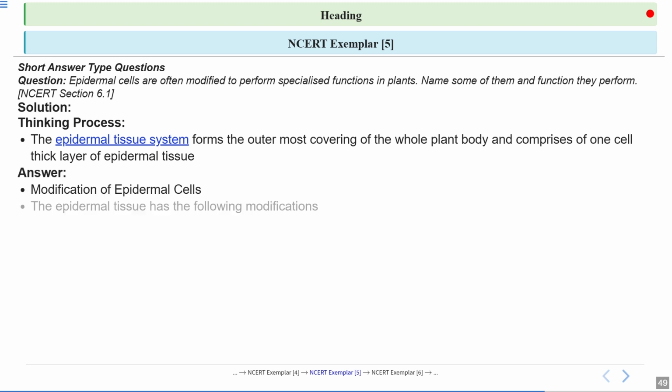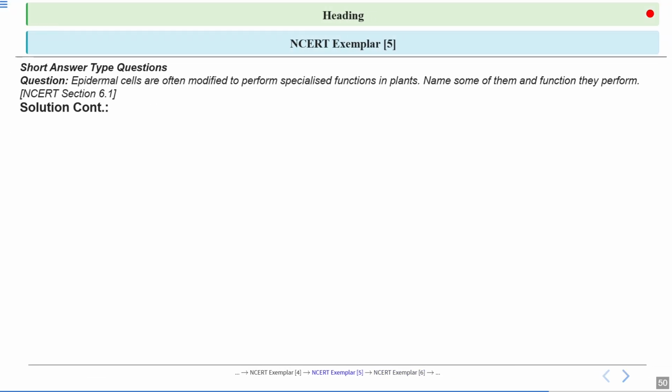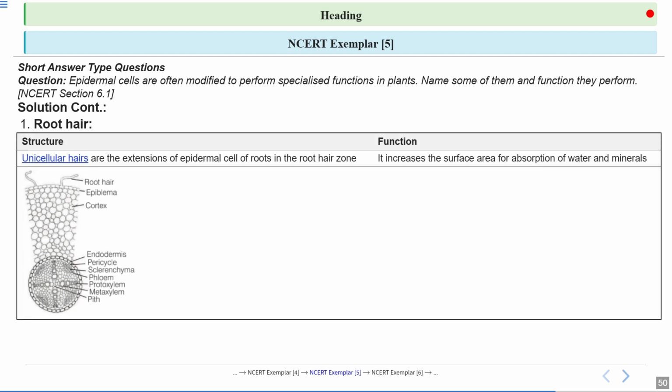Modification of epidermal cells. The epidermal tissue has the following modification. Root hairs. In the case of roots, unicellular hairs are the extension of the epidermal cells of the roots in the root hair zone. And what is the function of the root hair? It increases the surface area and that helps in the absorption of water and minerals, right? So if you see the roots, you can see a lot of hairs coming out from these epiblema cells or the epidermis of the root. Yes. Why is it so? Because they have to absorb more and more water and minerals, right?